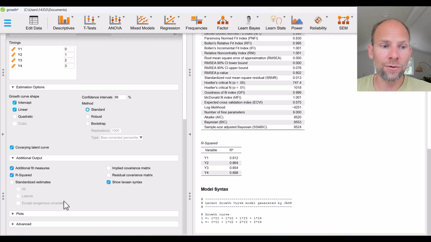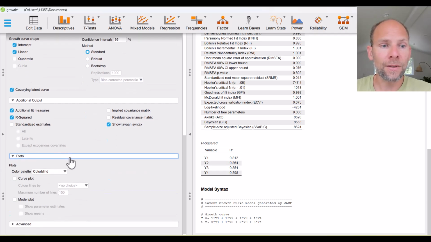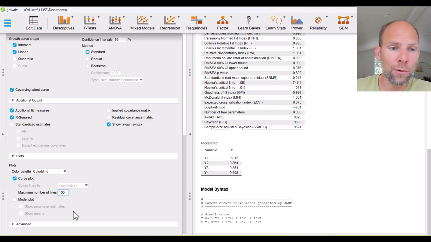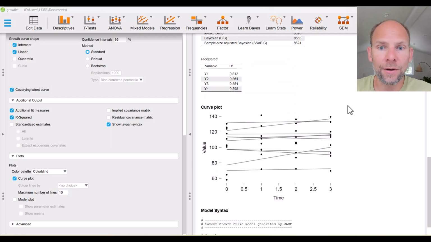And then also here under plots you can get a curve plot where you can look at individual growth curves. And I'm going to lower the number of growth curves to 10 to make the plot less cluttered. Now you can see the curve plot with here just 10 curves, and you can see not everybody changed in the same way. Some people started out high at a high level here and they hardly changed at all. Some other people who also started out fairly high did increase.